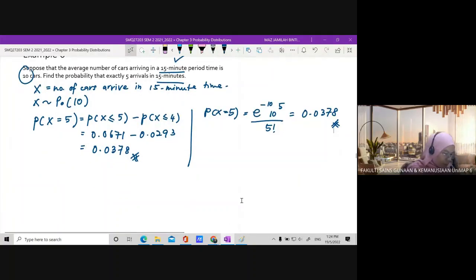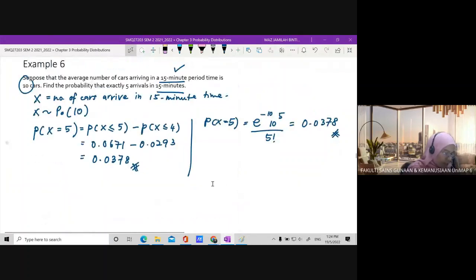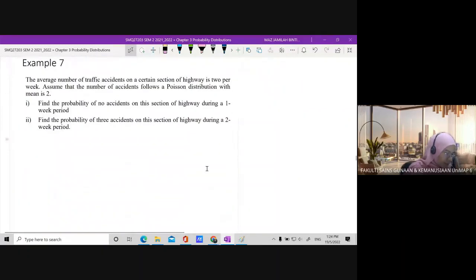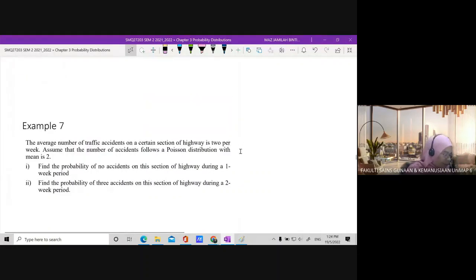Now, let us look at one example where the interval has been changed and you need to alter or transform the mean value. Okay, so let us look at this particular example. The average number of traffic accidents on a certain section of highway is 2 per week. So 2 accidents per week means that the mean is 2 for 1 week.